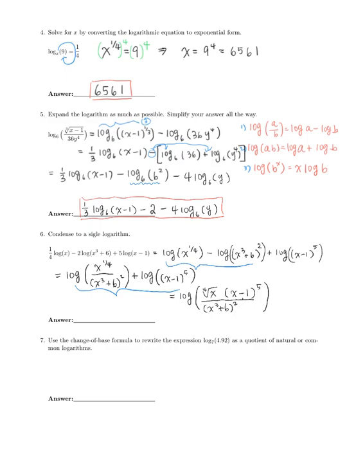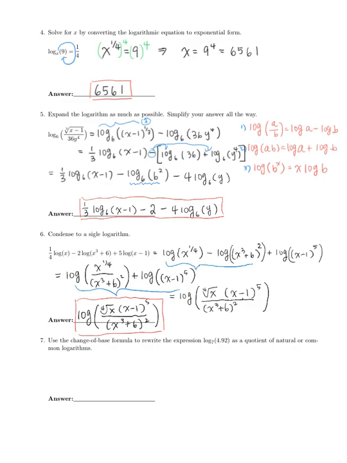Okay, don't do anything to it. Just keep the answer the way it is. So the answer is log of the 4th root of x minus 1 to the 5th, whole thing over x to the 3rd plus 6 squared. That's a big argument on a log. But anyway, so this is going to be the answer.